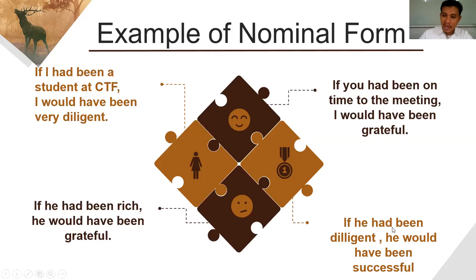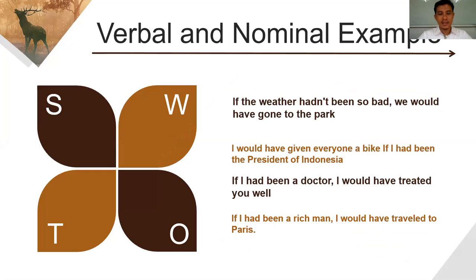The next is if he had been diligent, he would have been successful. If he had been diligent, he would have been successful, very successful. But the fact at that time in the past, he was not diligent, and then he was not successful. That is the fact. So the fact is always contradictive or contrary, the opposite, right? But again, it's in the past. Don't forget that.